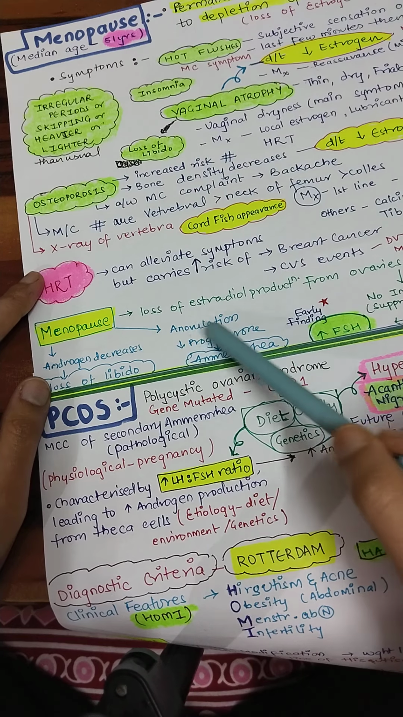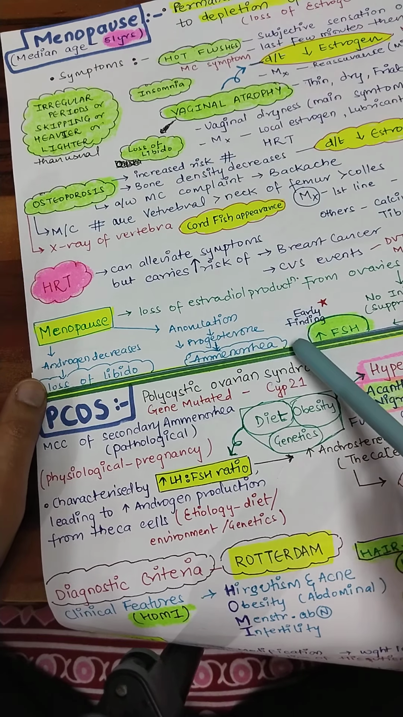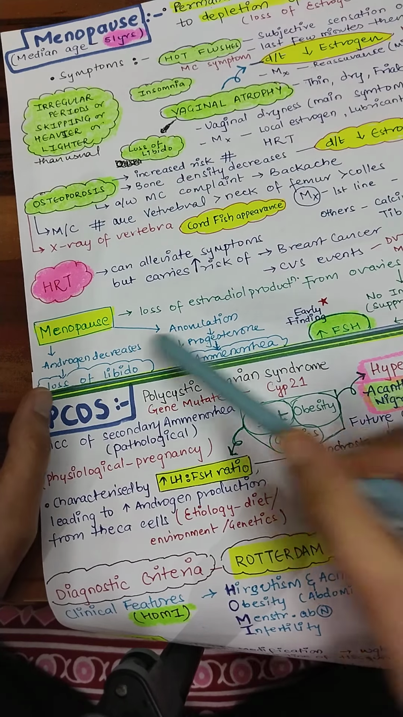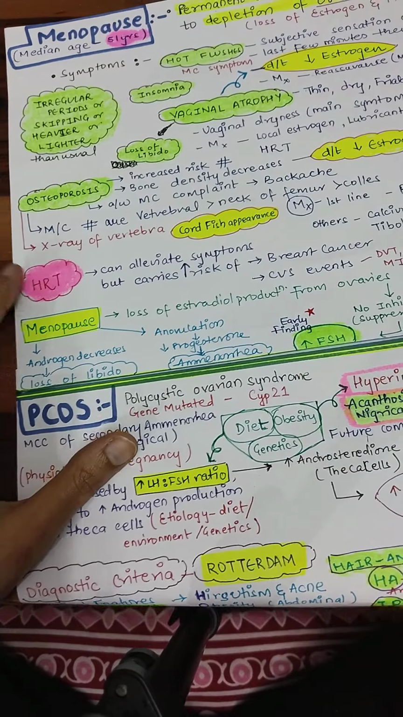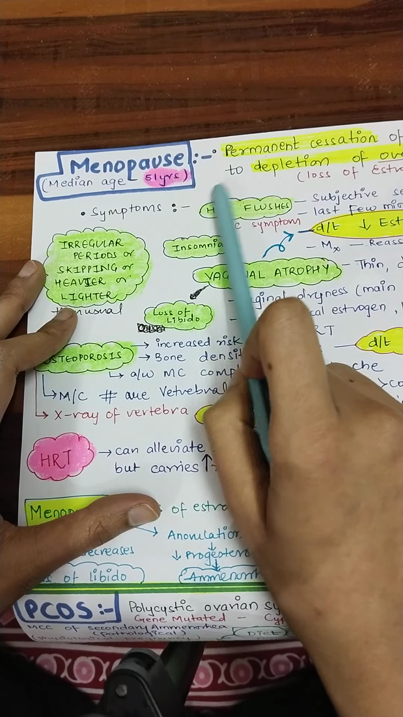Anovulation also occurs during menopause, so decreased progesterone and amenorrhea. This amenorrhea will last for 12 months and then we declare it as menopause. Androgen decrease leads to loss of libido. So, coming to the symptoms of menopause, first, the median age for menopause is 51 years.